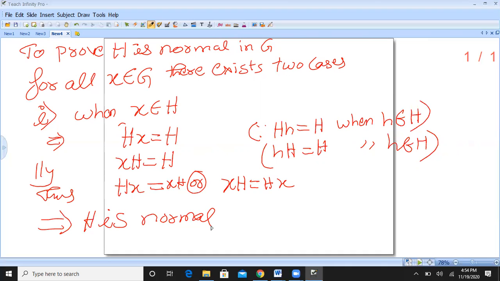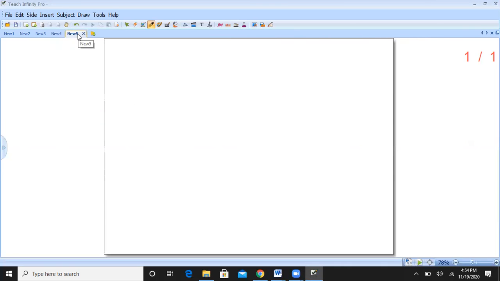Next we shall go for case 2 here. So what does case 2 decide? In case 2, x does not belong to H.